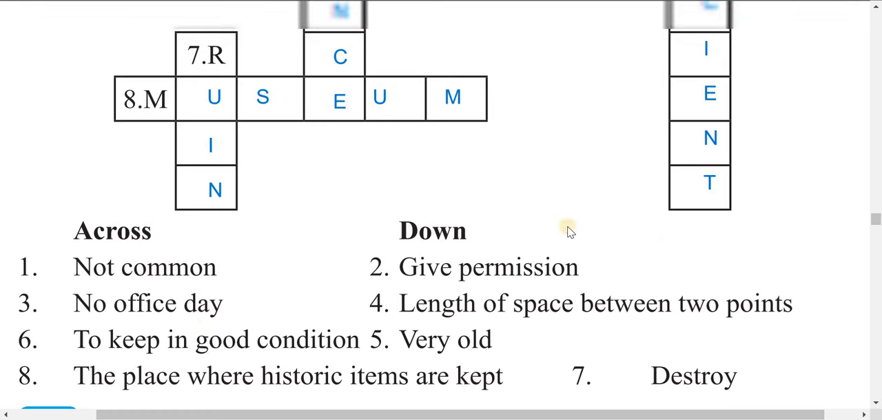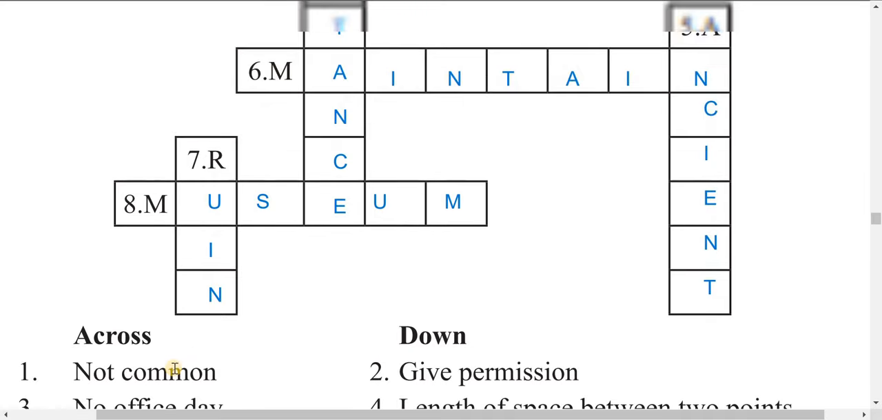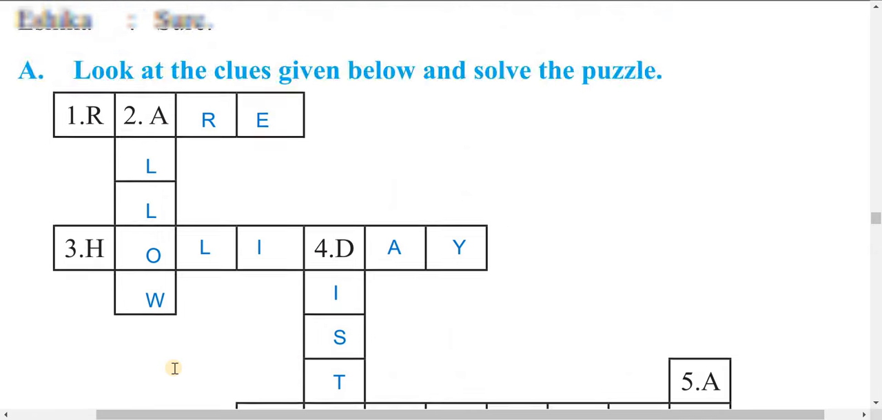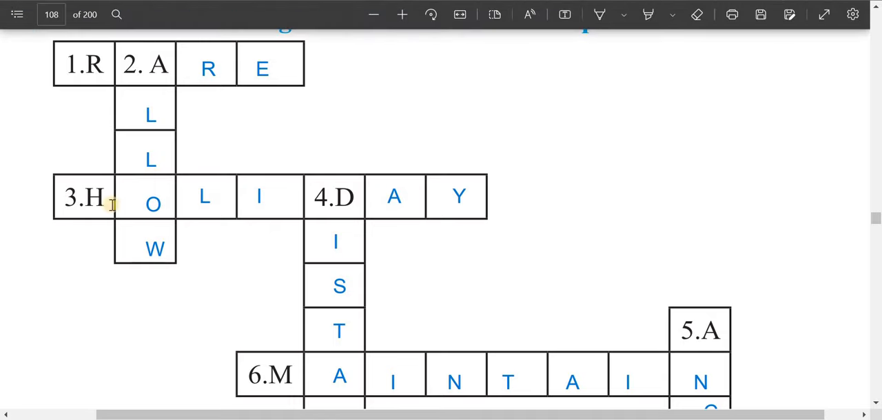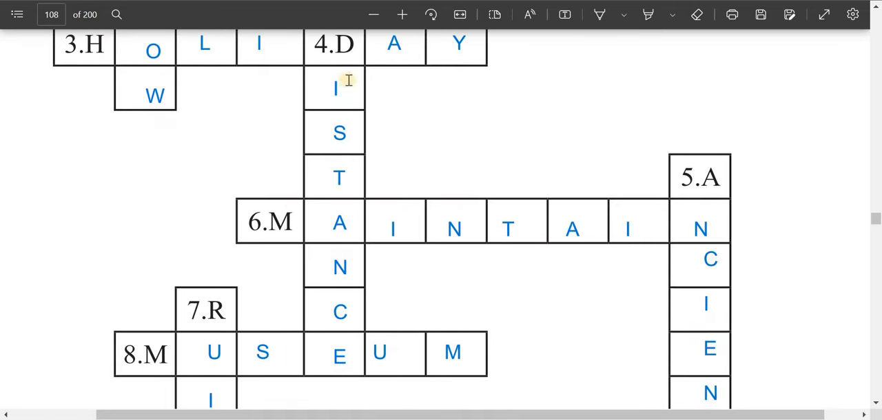B, give permission. We should find a word that means give permission. C, three, no office today. Four, length of space. To keep in good condition. So in this way, we have to find the words and complete this puzzle. Number one, rare. Two, allow, permission. Three, holiday. Fourth, distance, length of distance.